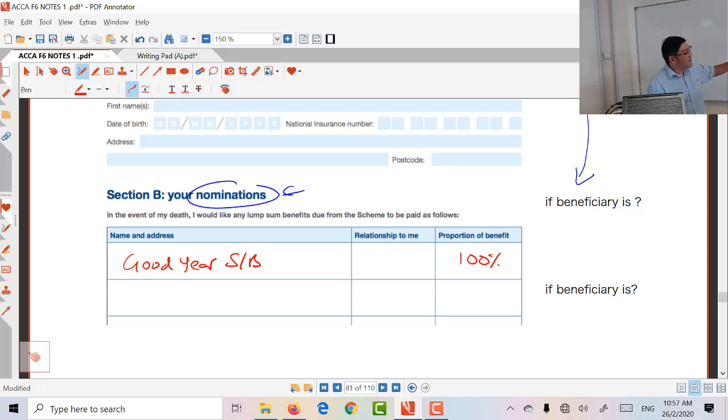Now, we do have this kind of insurance. It's very normal for very senior staff. We call it key man insurance. The purpose of key man insurance is that if anything happens to the leader of the company, there will be a very bad impact on the business.